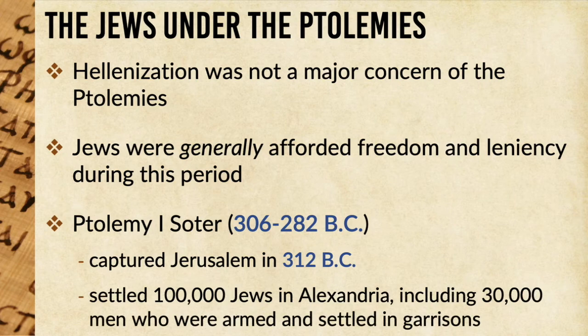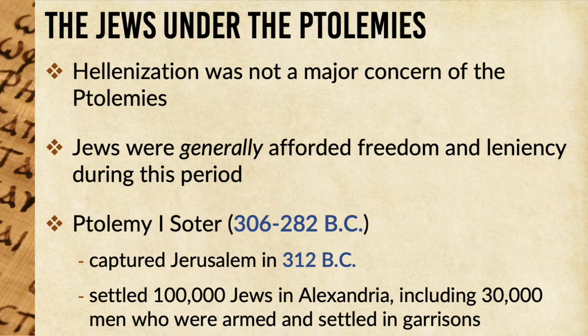He settled 100,000 Jews in Alexandria, including 30,000 men who were armed and settled in garrisons. I want us to understand how important this is. We talked last class about Alexander founding the city of Alexandria as a Greek city there in Egypt. Ptolemy I brings 100,000 Jews to Alexandria and settles them there, in addition to all the other people that are already living there. Among those 100,000 are 30,000 men who are armed and settled in garrisons. So this is the beginning of a significant Jewish presence and population in the city of Alexandria.